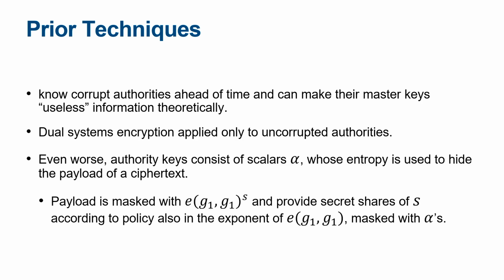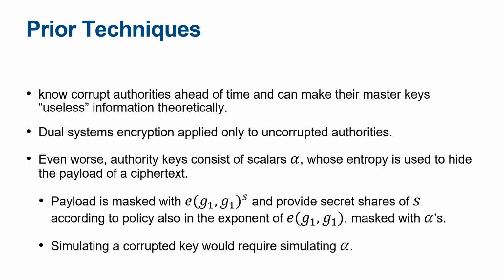So if you know sufficiently many keys, you know alpha, you can recover the shares, and then you can recover the message. If you don't know sufficiently many keys, the randomness from alpha will hide the shares, and you'll get security for your payload. But when you try to corrupt an authority, what does the simulator need to do? It needs to give you alpha.